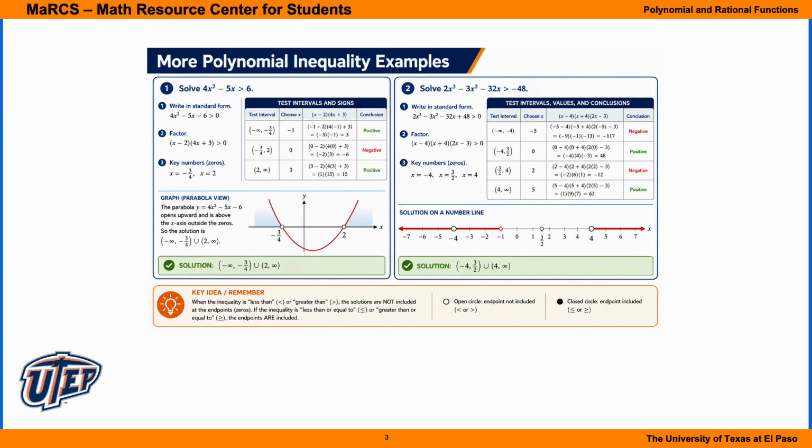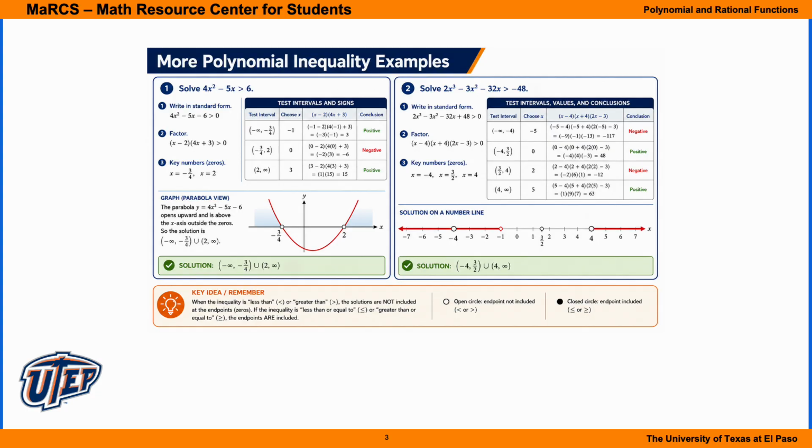So now we order them in increasing order. So our smallest zero was x is equal to negative 3 over 4, and our greatest one is x is equal to 2. So now we can construct our test intervals. So we have negative infinity to negative 3 over 4, negative 3 over 4 to 2, and 2 to positive infinity. Now we can choose representative x values within those intervals.